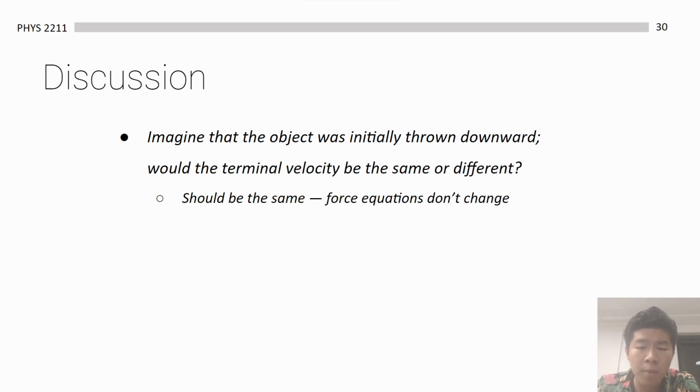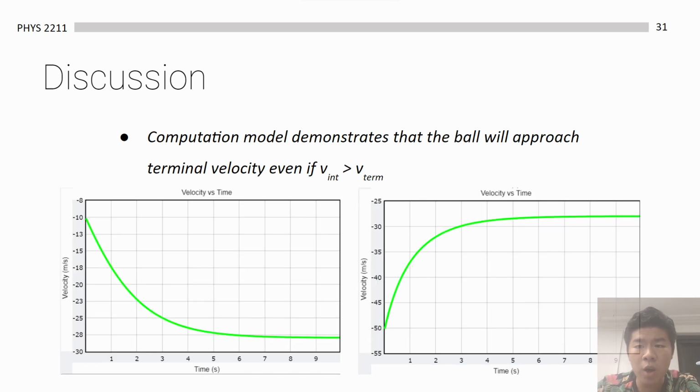Second, imagine if the object was thrown downward, would the terminal velocity be different? The terminal velocity should be the same because the force equations have not changed. So we can see here through the computational model that it always approaches the same value.